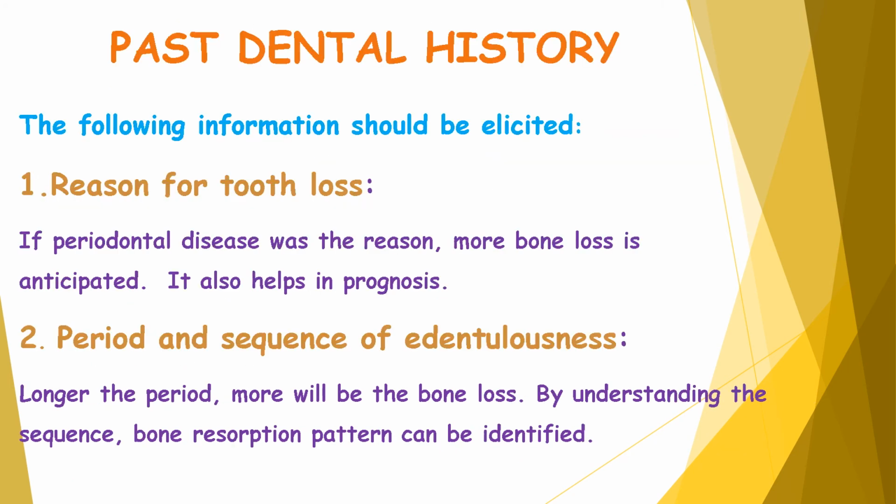So, past dental history. The following information should be elicited. First one is the reason for tooth loss. If periodontal disease was the reason, then more bone loss is anticipated, and it also helps in prognosis. Next one is the period and sequence of edentulousness. The longer the period, the more will be the bone loss. By understanding the sequence, bone resorption pattern can be identified.